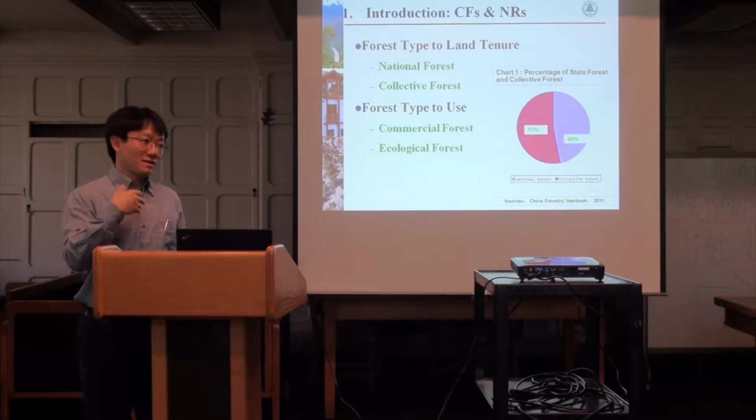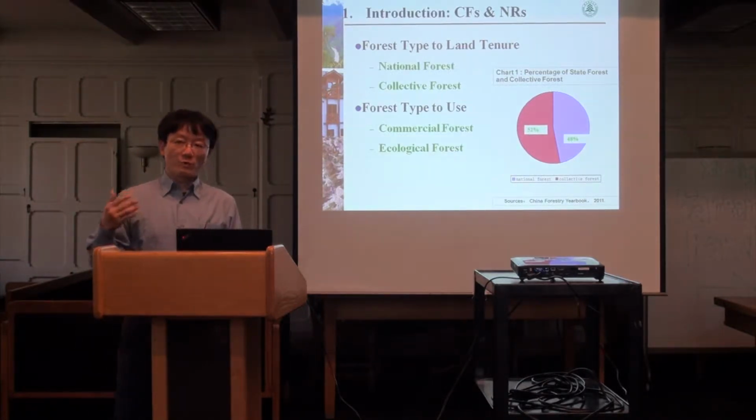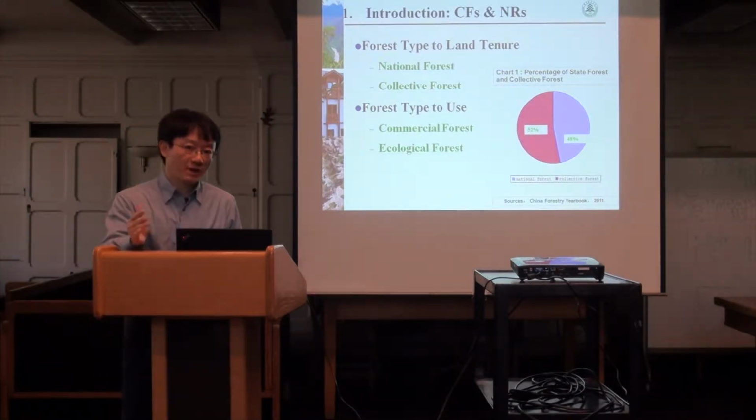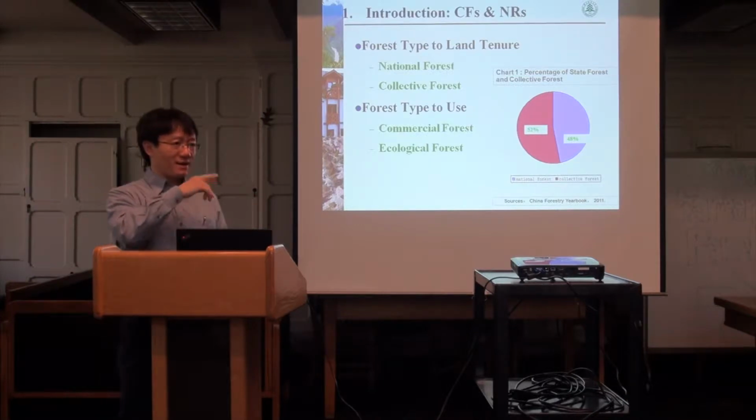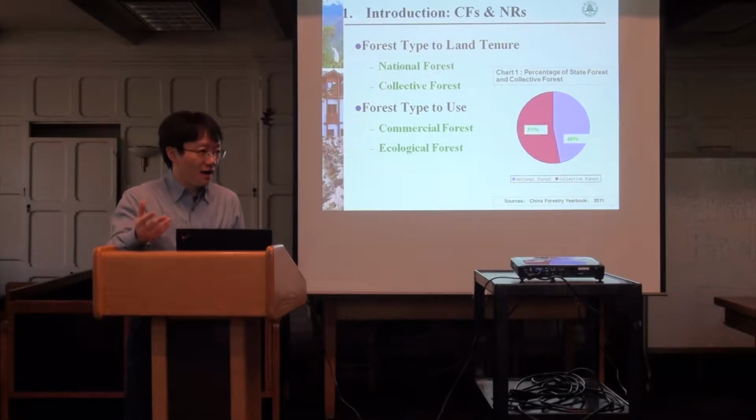If you classify the land in terms of use, we have two types of forest land. The first type is commercial, which means you can harvest for commercial purposes. The second is ecological forest. Ecological forest is mainly for offering ecological services, so it is conserved or preserved. In China, the ratio of national forest to collective forest is roughly 1:1.